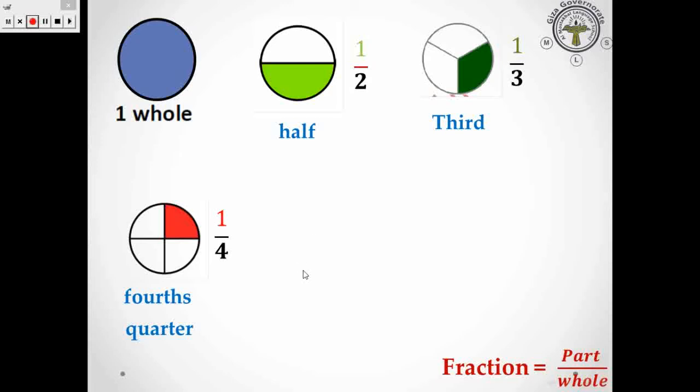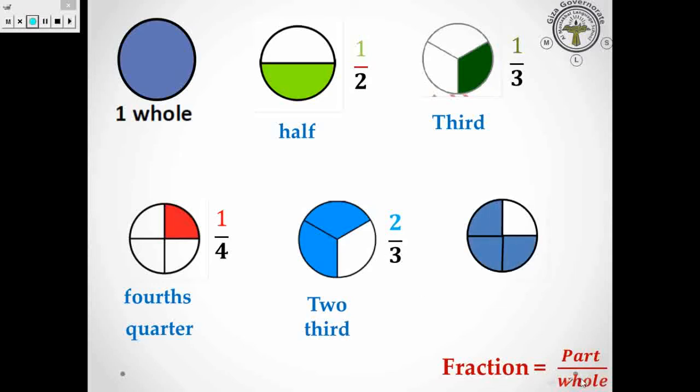Next shape. Look at this circle. How many shaded parts? 1, 2. Right, 2 on top. How many total parts? 1, 2, 3. Right, total parts on the bottom. So, what's the fraction of shaded parts? 2 over 3. It's called 2/3. Repeat after me, 2/3. Next shape.